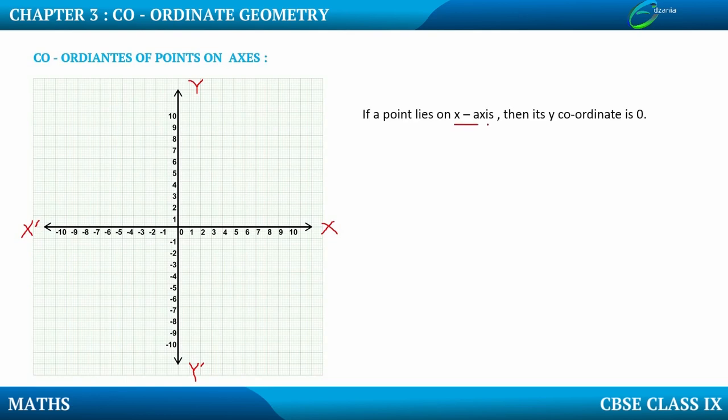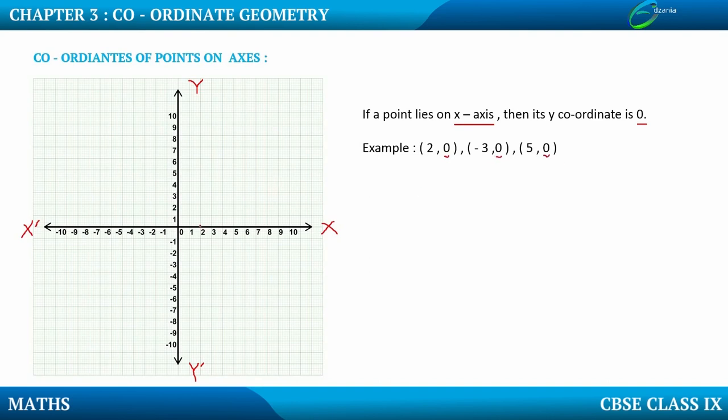If a point lies on x-axis, then its y-coordinate is 0. Example: (2, 0), (-3, 0), (5, 0). Now these are all the points that lie on the x-axis. Why? Because their y-coordinate is 0. Now let us see how.